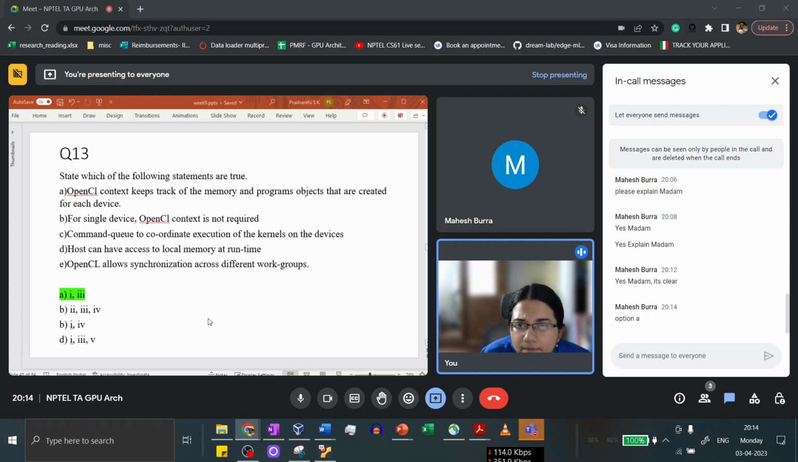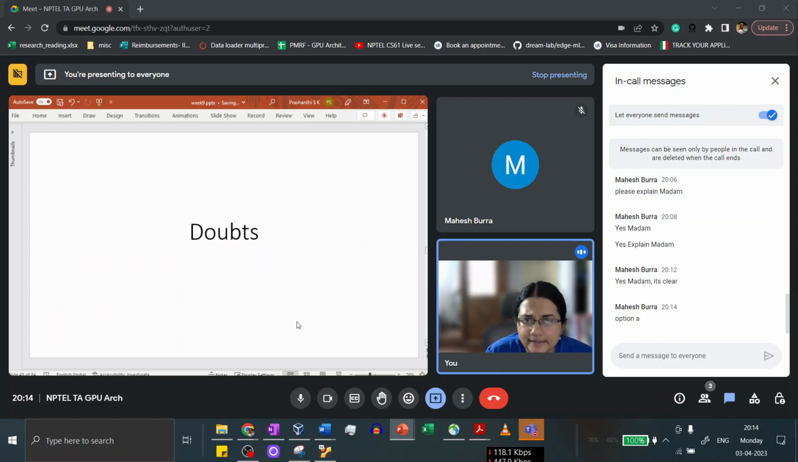Option A, 1, 3, that is correct. So this one we have already gone through. This also we discussed in the command queue overview. These two we already saw as false. For a single device, OpenCL context is not required. No, it is still required. So 1 and 3 are your true statements. So again, I think that's straightforward.